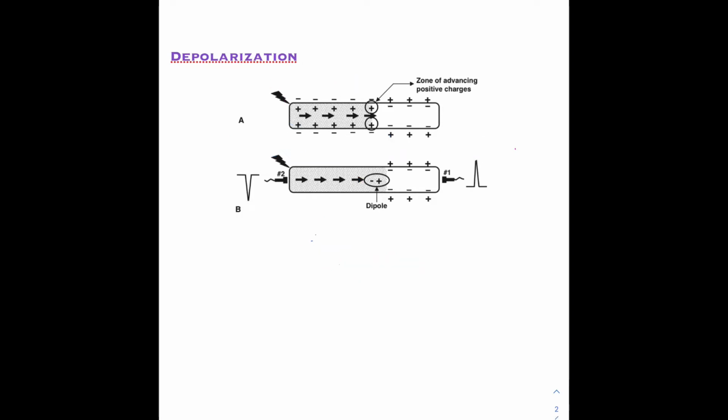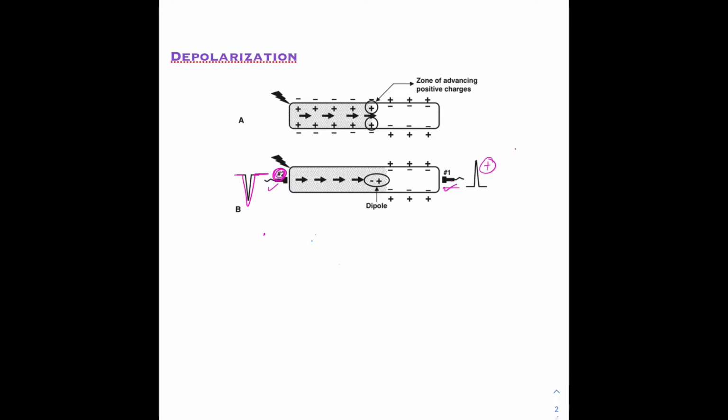Now, if we carefully see figure B, it has a lot of concepts. When the current flows towards an electrode, it's going to give you a deflection. It could be a positive deflection or a negative deflection. When the positive side of the dipole faces a recording electrode, this is recording electrode number 1 and this is recording electrode number 2, that electrode will record a positive deflection. And if an electrode faces the negative side of the dipole, in this case, it will record a negative deflection.